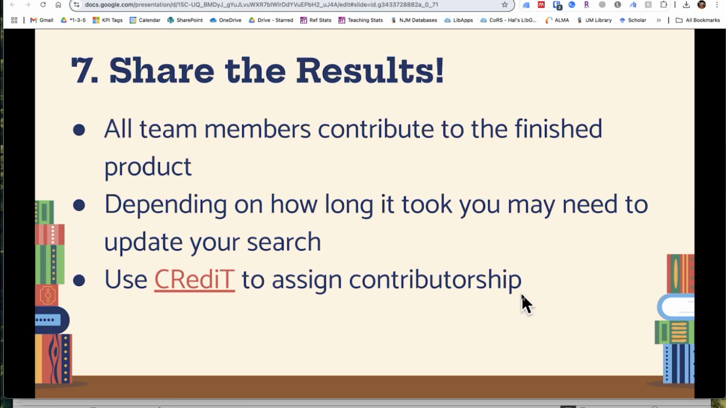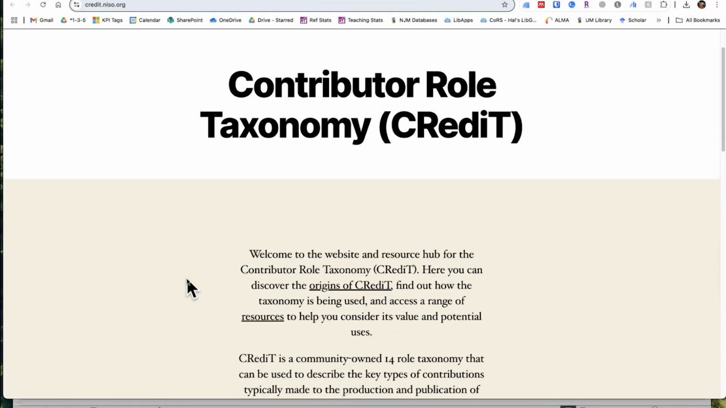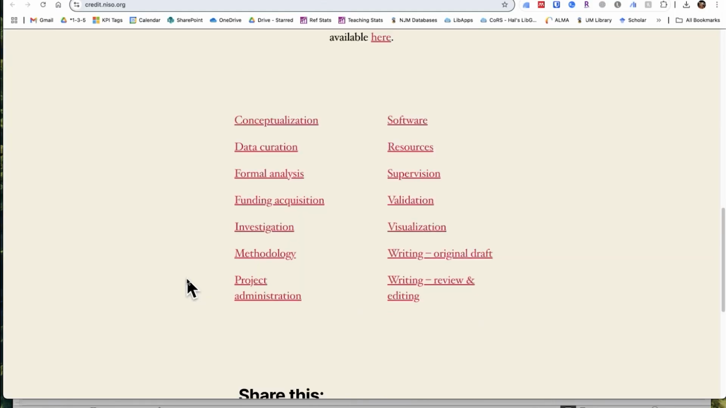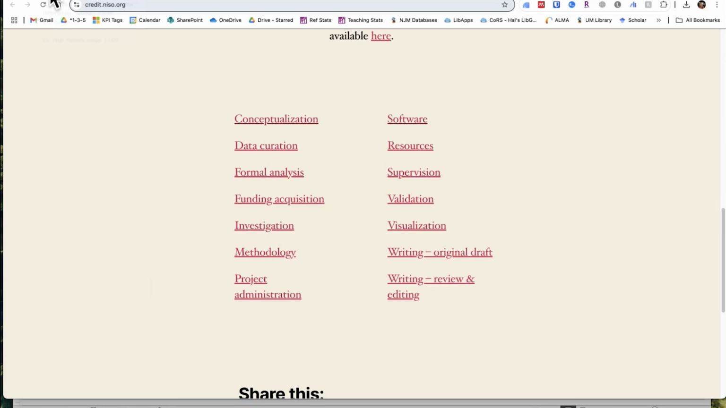And I like to put in a plug. I'm a big fan of using CRediT to assign contributorship for what everybody did on a team. If you've never used CRediT for your studies, when you're about to publish, I'm really encouraging people to. It's a NISO standard, with 14 different roles, and you just say who did what on a project, and it gives people credit for the work that they did. So that's my plug for that.